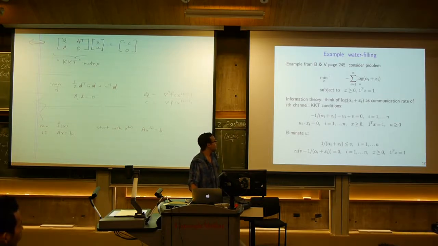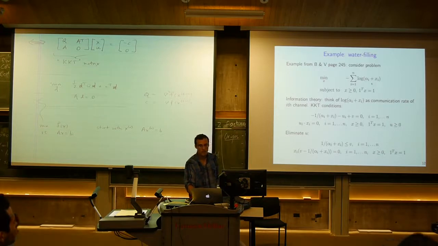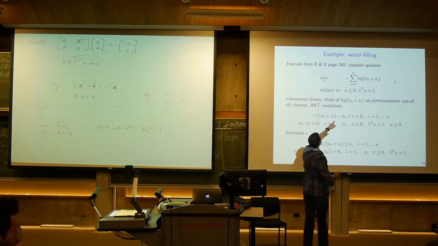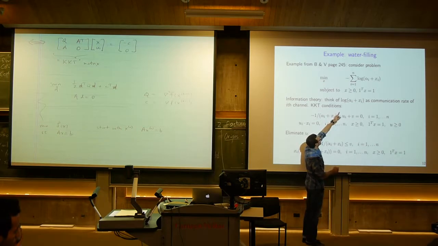The problem is to minimize the negative sum of logs of alpha_i plus x_i, where alpha_i is a constant. These are just given to you before you solve the problem. And you can think about this thing as the communication rate of the ith channel. So they give some kind of information theoretic explanation of this. And I want to essentially allocate some amount to each of, let's say, n channels in a way that makes communication as best as possible.